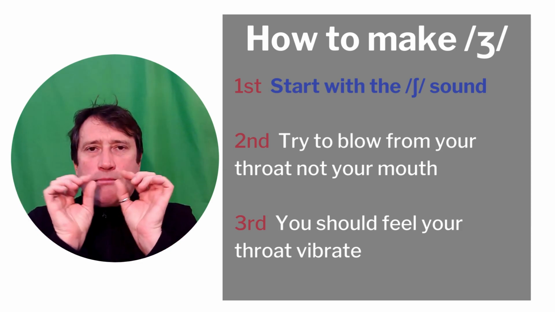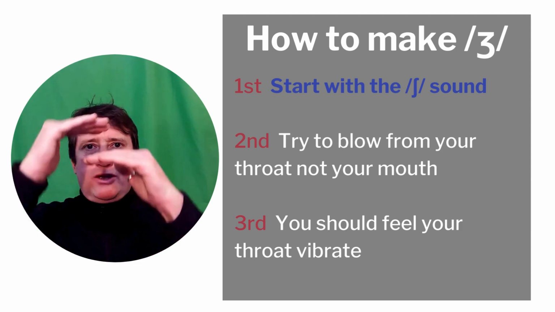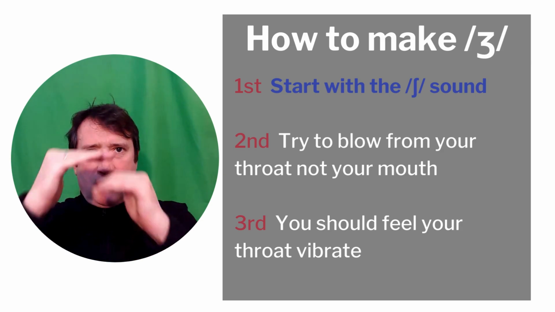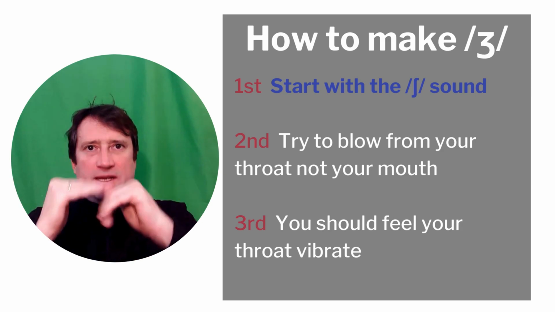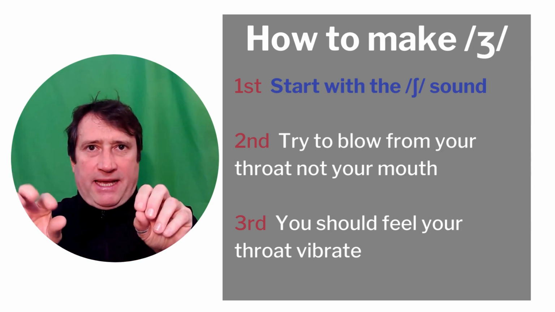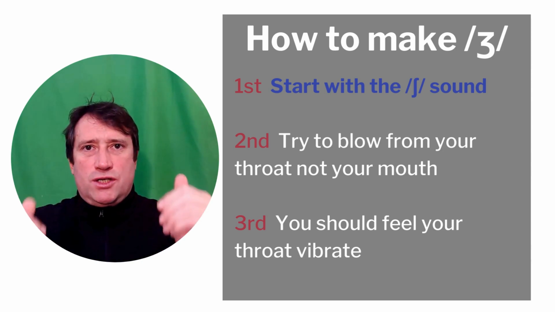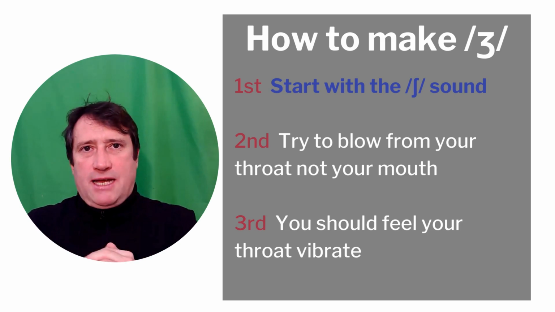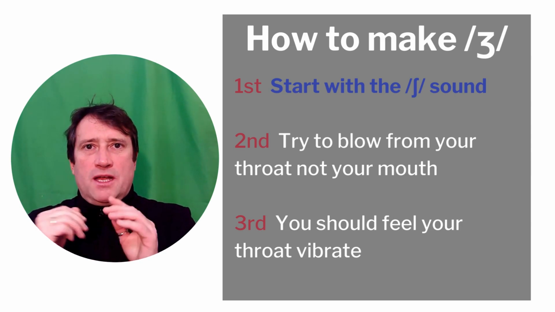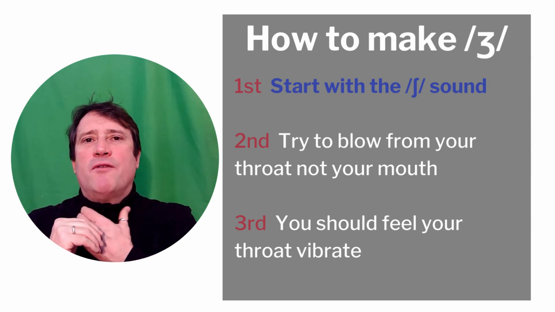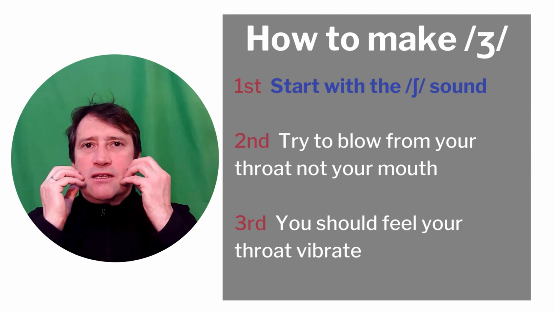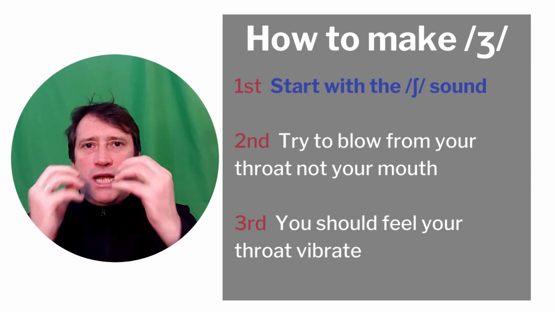Now, make the mouth a bit smaller, and then drop the front of the tongue, the tip of the tongue, drop it down so the air is dissipated, and then blow over the top. You get a sh sound, shower.